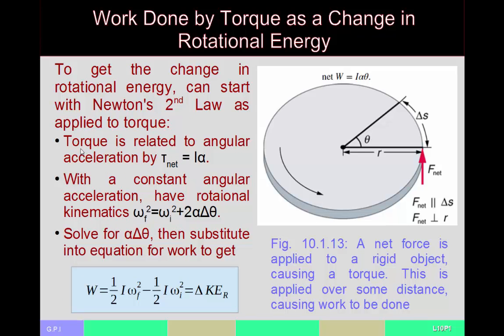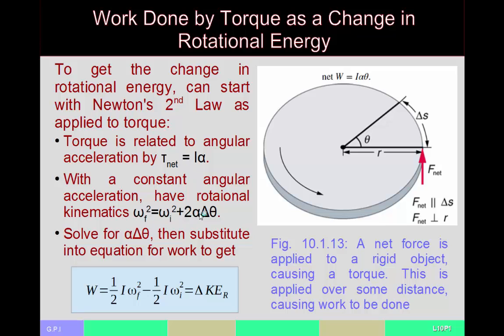Let's look at the other side of the work kinetic energy theorem. We'll start with Newton's second law as applied to torque, which says that the net torque is equal to the moment of inertia times the angular acceleration. Well, if you have a constant angular acceleration, you can go back to the kinematics equations, and you know that the angular speed squared is equal to the initial angular speed squared plus twice the angular acceleration times the angular displacement. This equation is valid as long as you have a constant angular acceleration, which is the same thing as saying a constant torque and a constant moment of inertia.